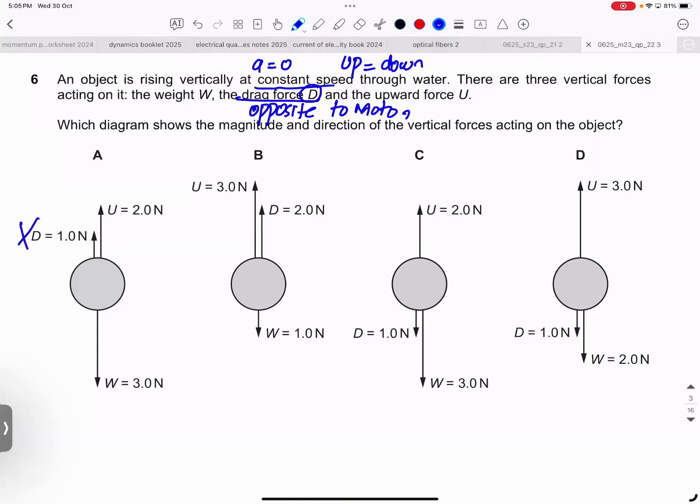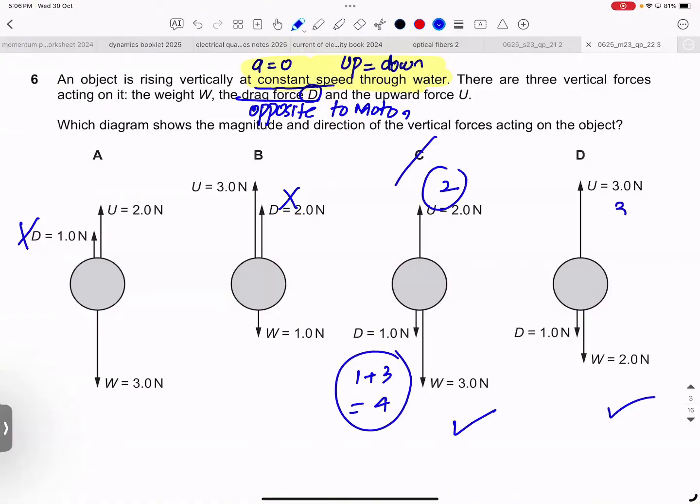Here A, D is up. B, D is up. C, D is down. D, D is down. Then I told you, since it is constant speed, acceleration zero means upward force equals downward force. Here up is 2. The down is 1 plus 3, 4. Are they equal? No. Here up is 3. Down is 1 plus 2. Are they equal? Yes. D.